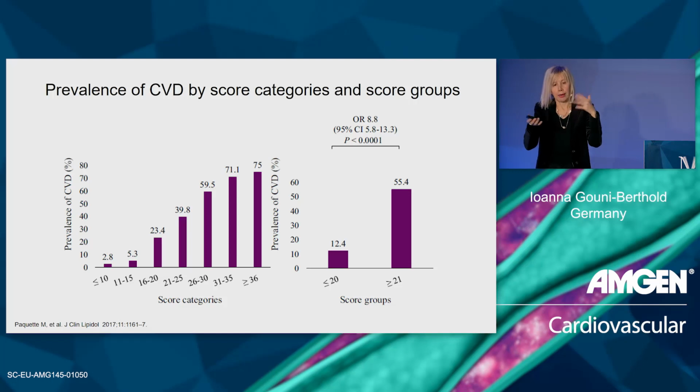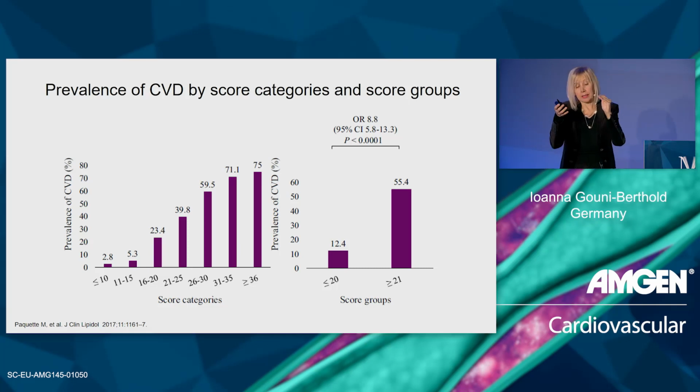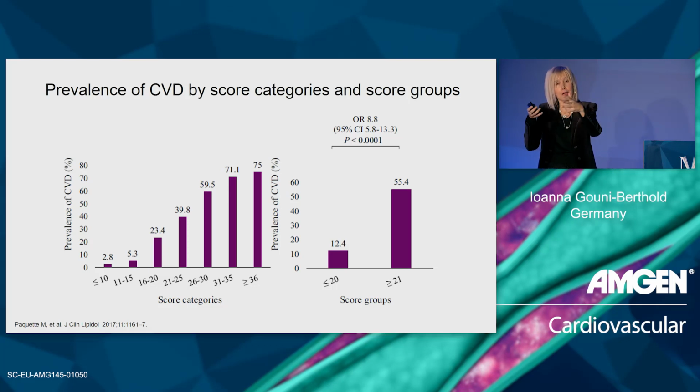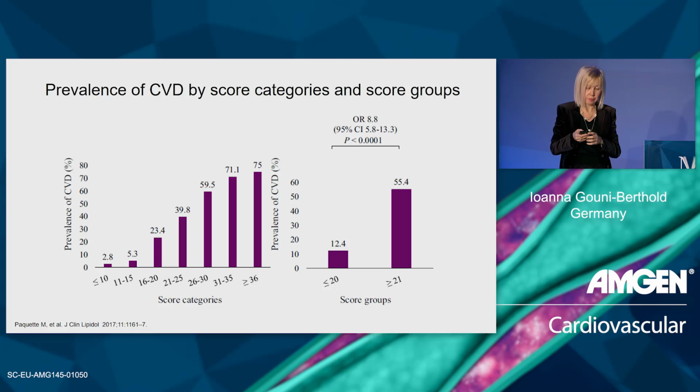So if you are lucky and you have a score of 18, I've printed this thing out and gave it to my team, then compared to the ones that have a score of more than 21, they have a 10 times higher risk to have prevalent cardiovascular disease. So just think, add these numbers, if you hit 20, then this person is very likely to have already cardiovascular disease.